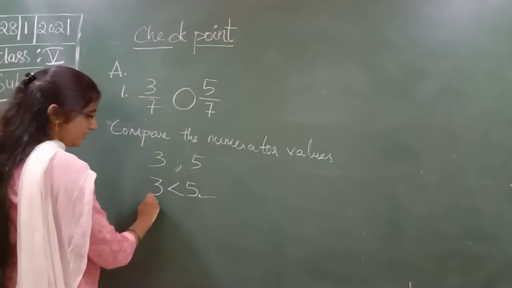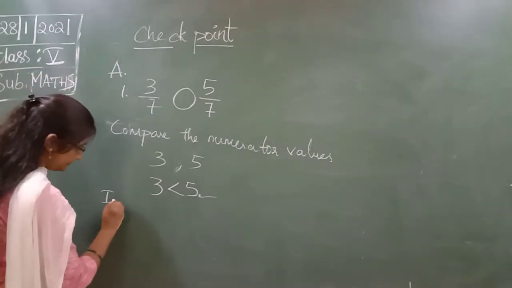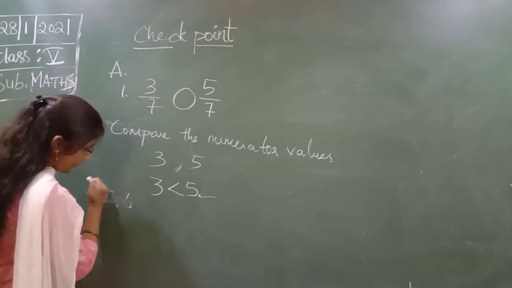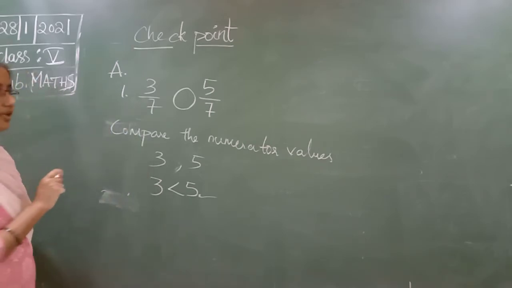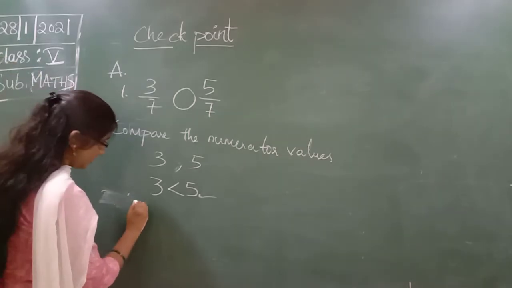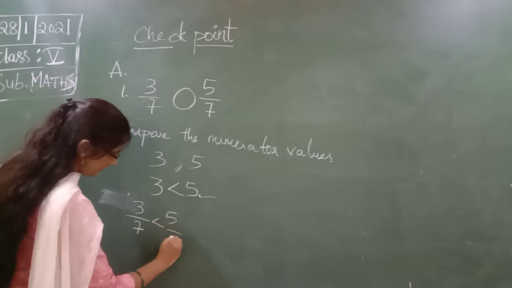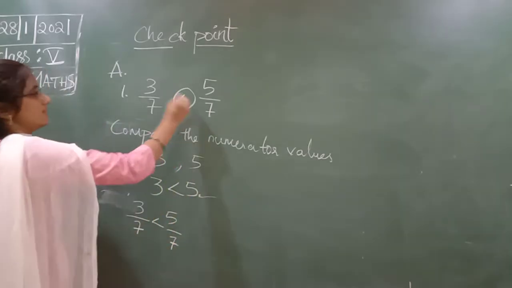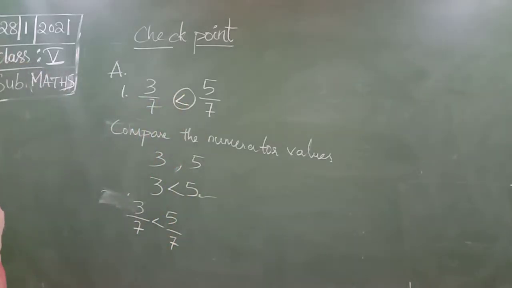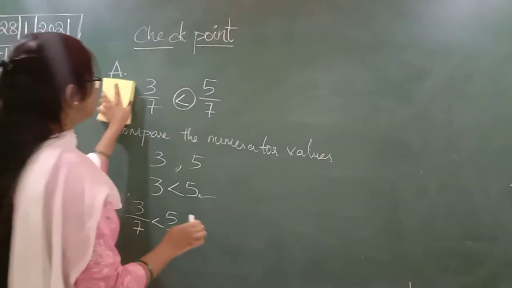So in like fractions, if we compare the numerators, according to the numerators the number is bigger or smaller. So 3 by 7 is less than 5 by 7. We have to write the less than symbol here. Right? Next, second one.